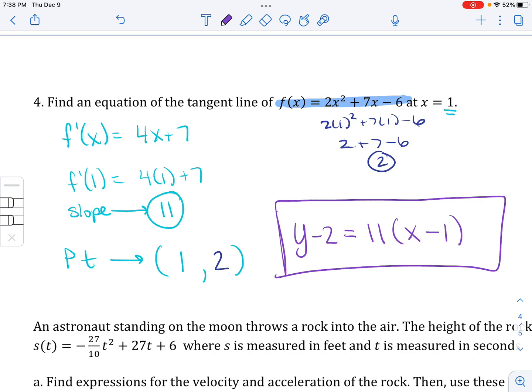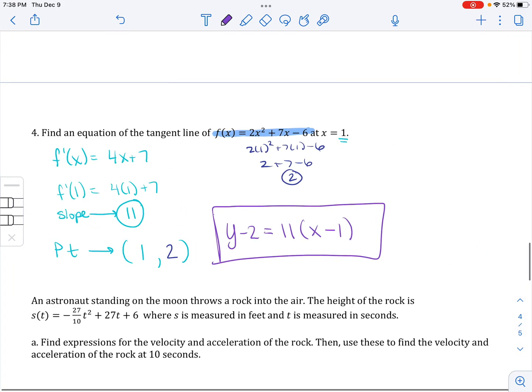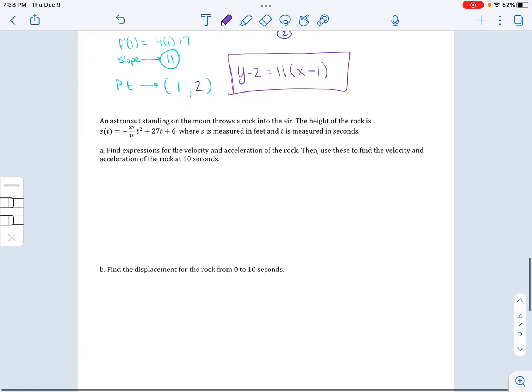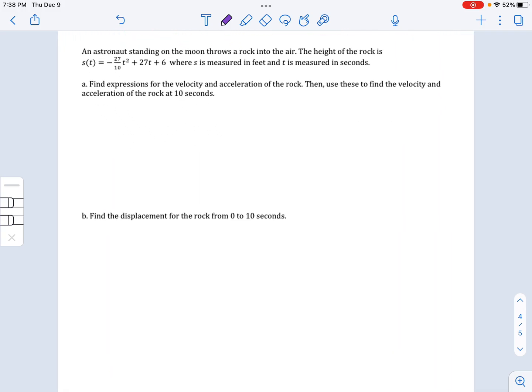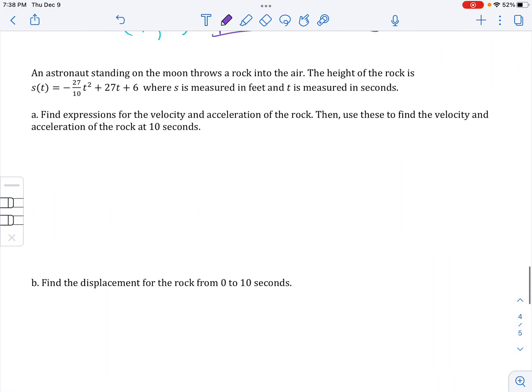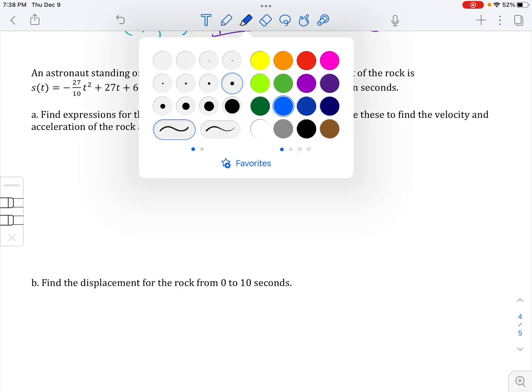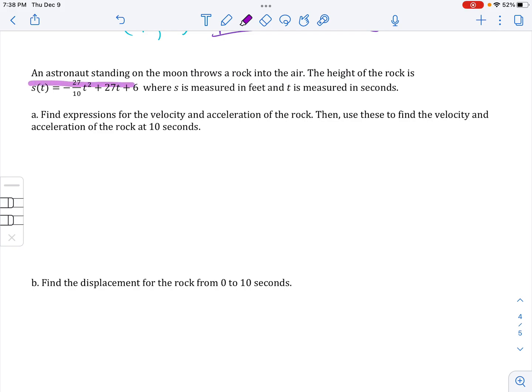Really important problem that carries every little piece of important concept in it. Okay, so going through most of them, I think I've got them almost all done. This one again is pretty straightforward: some sort of astronauts throwing stuff on the moon. And it gives me an equation.